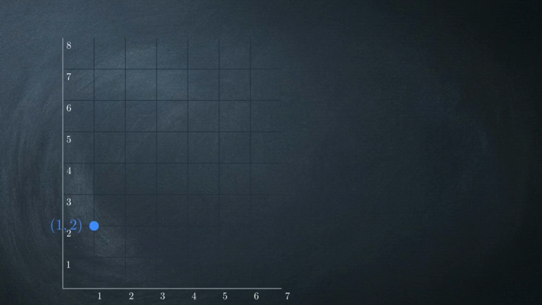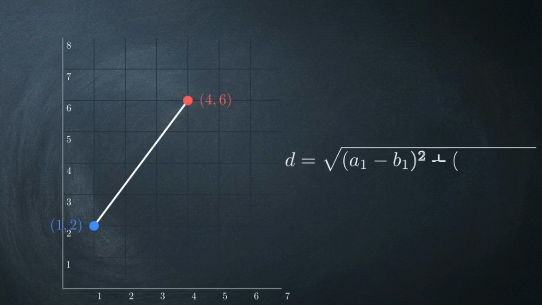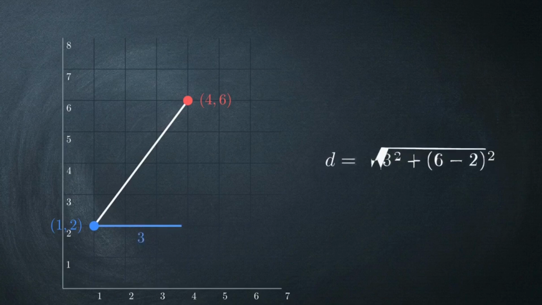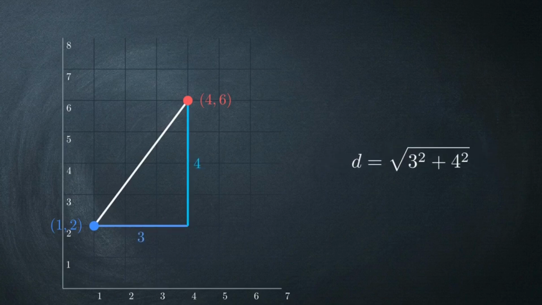We can prove this by plugging concrete numbers into the equation. Let's assign our blue starting point to the coordinates 1, 2, and our red endpoint to 4, 6. The formula first calculates the structural differences. Subtracting the horizontal coordinates gives us 3, and subtracting the vertical coordinates gives us 4. Now we square those differences, mathematically multiplying each by itself. The 3 becomes a 9, and the 4 becomes a 16.